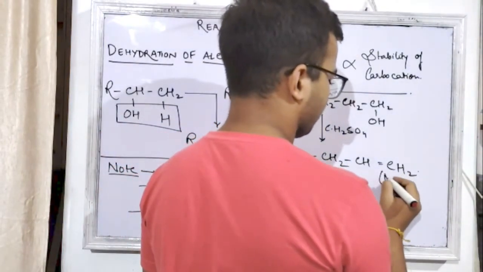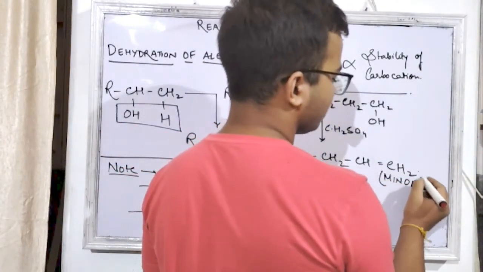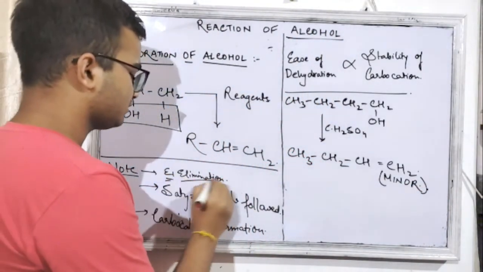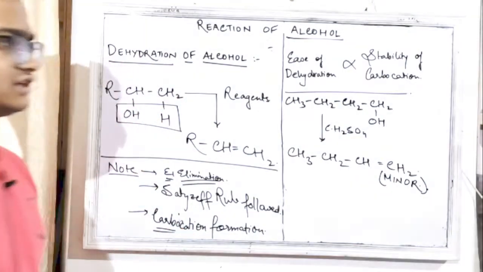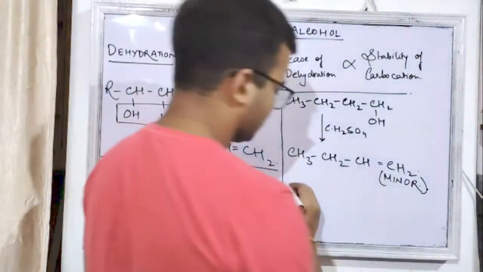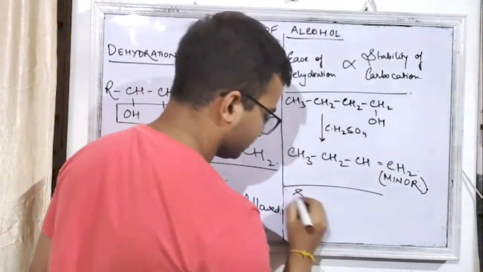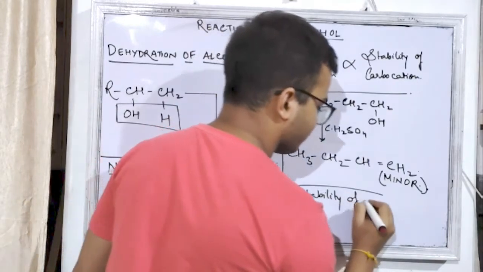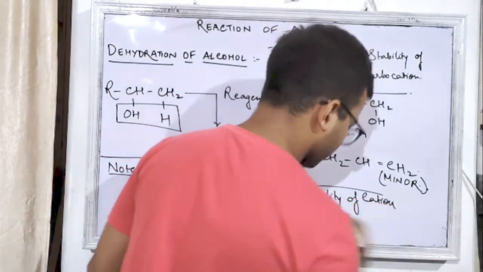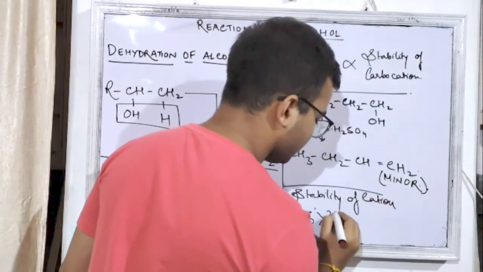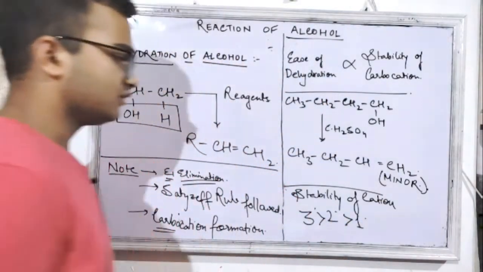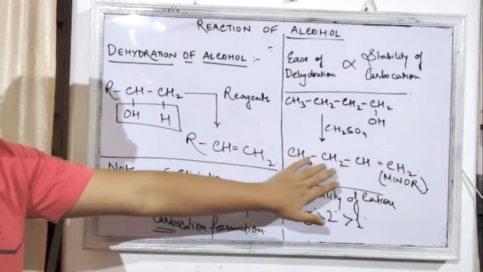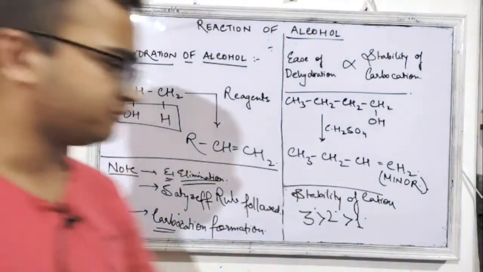How this is the minor product, I am going to explain. Here I have mentioned that E1 elimination is taking place and carbocation formation is taking place. If you keep in mind the stability of carbocation, which I am writing over here, it is 3 degree more stable than 2 degree, more stable than 1 degree. This is the stability order of carbocation. Now I am going to explain why this is the minor product. So let's clear out this portion.